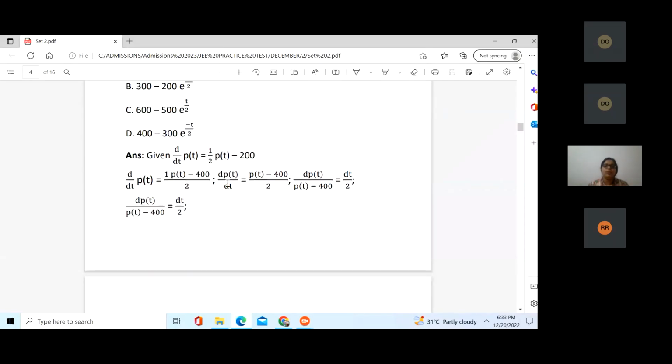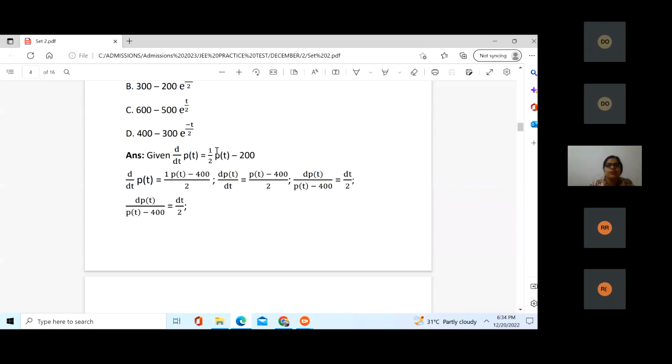With whatever data is given in the question, how we can start is, I'm going to rearrange the terms in such a way that the terms come in a similar manner on both sides. So d by dt of p of t equal to 1 by 2 p of t minus 200. I can write this as 1 into p of t minus 400 by 2. So d by dt of p of t equal to p of t minus 400 by 2.